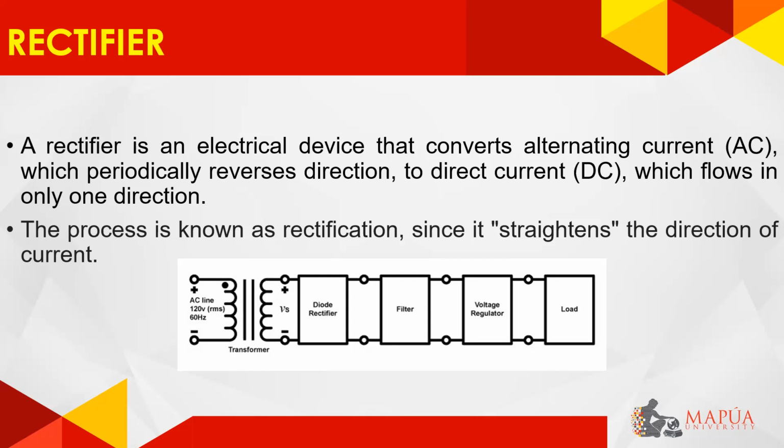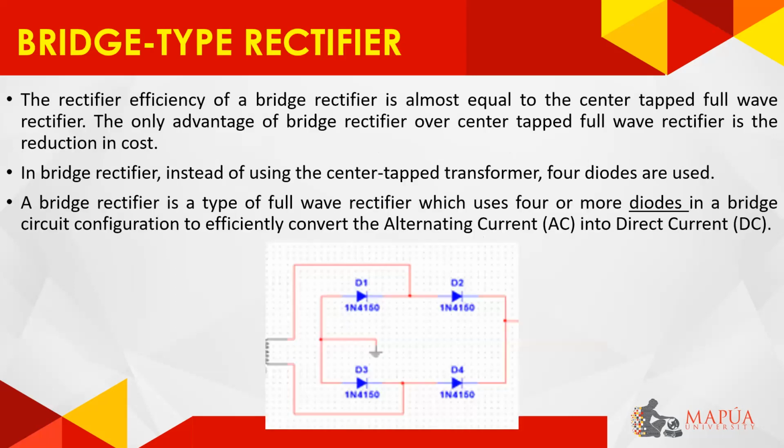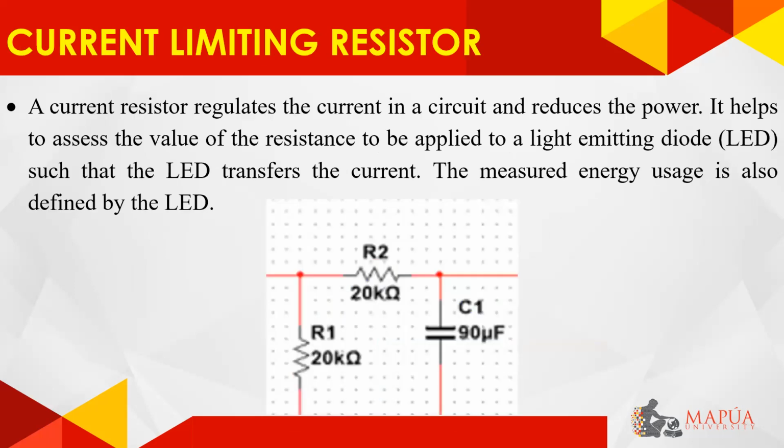In addition, a bridge rectifier is a type of full wave rectifier which uses 4 or more diodes in a bridge circuit configuration to efficiently convert the alternating current AC into direct current DC. So here is the bridge type rectifier that I had discussed. Next, the current limiting resistor.